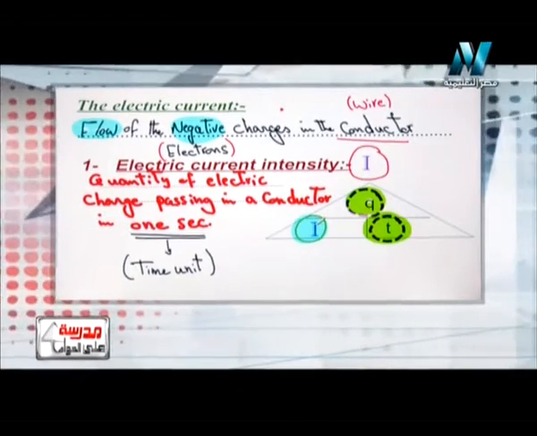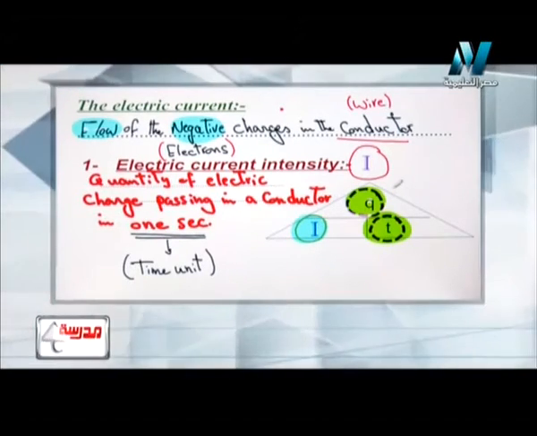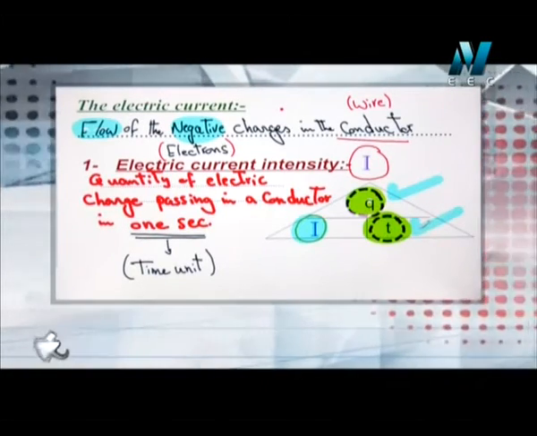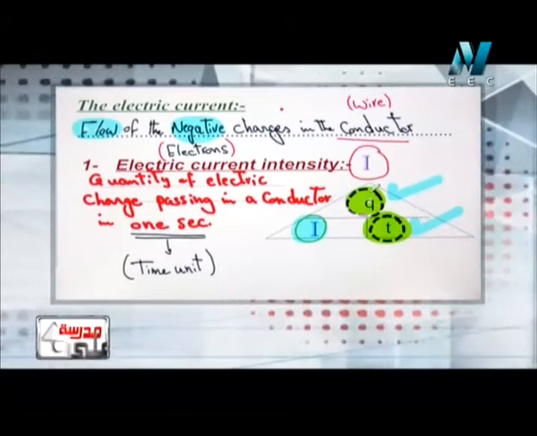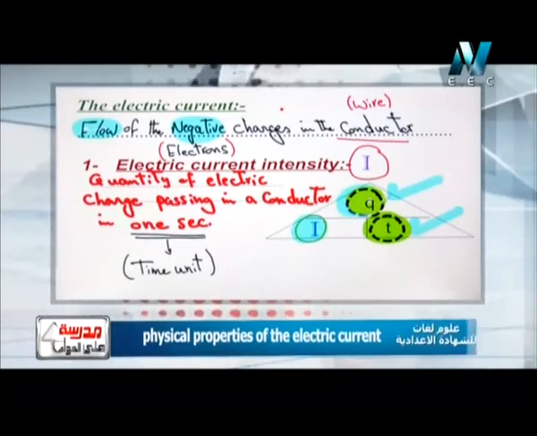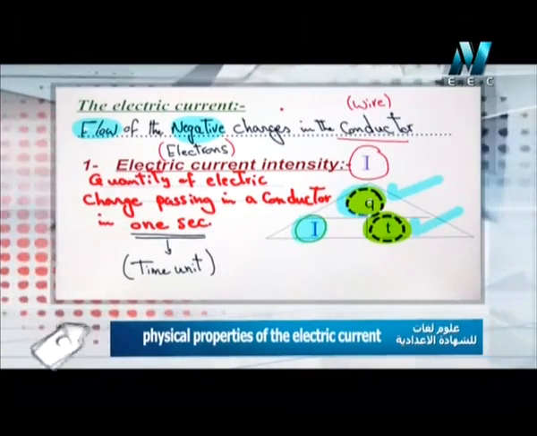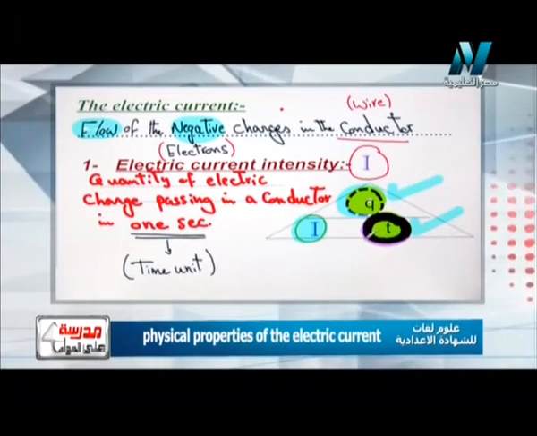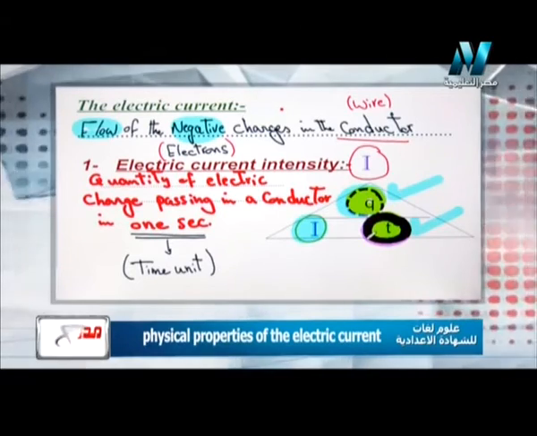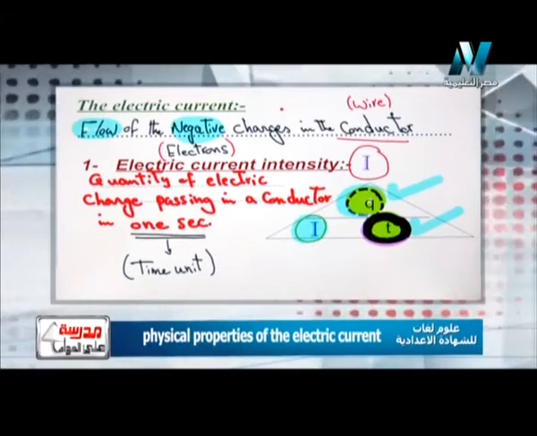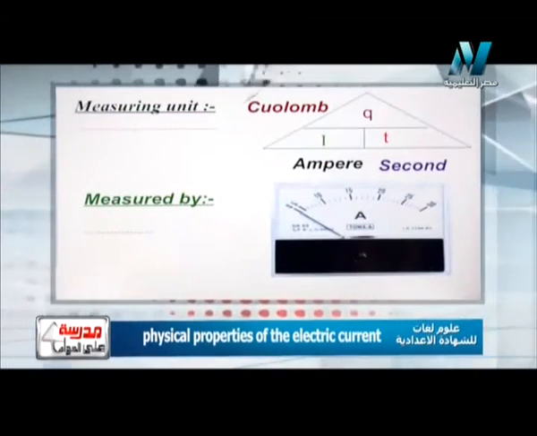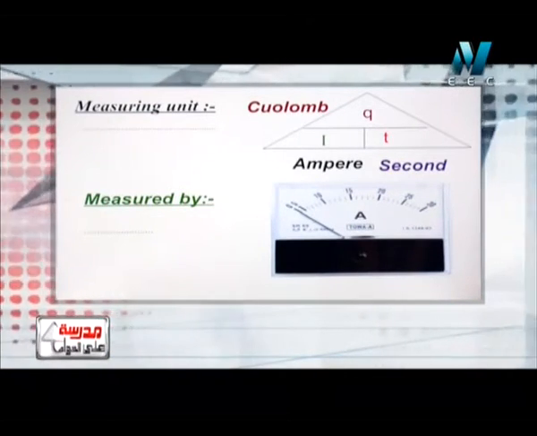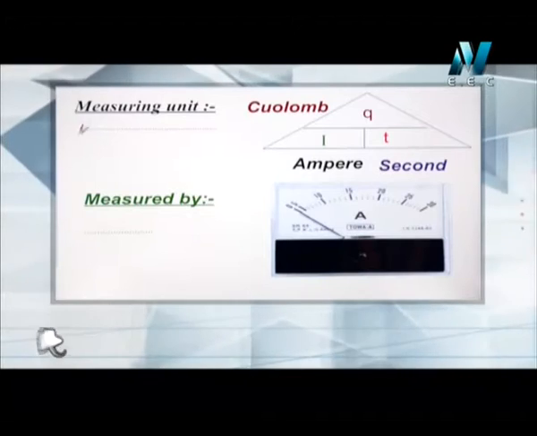We hide I and we can say the other two items in the triangle. I'll tell him again: it is the quantity of electric charge passing through a conductor in 1 second, or in time units. So here we have the measuring unit. The measuring unit of the electric current intensity is ampere.